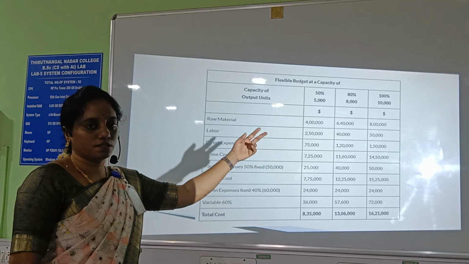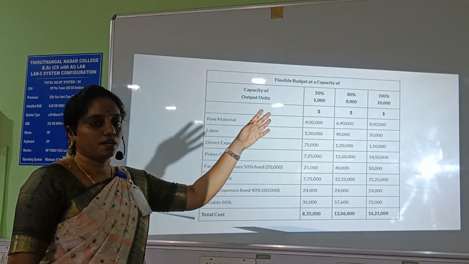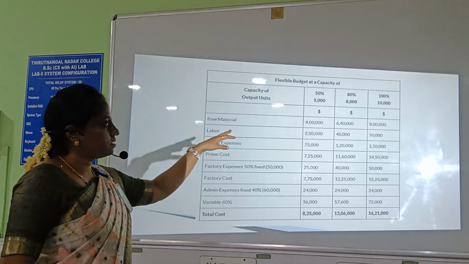For 50% alone, the question is given. We have to calculate for 80% and 100%. So raw material is 4 lakh.